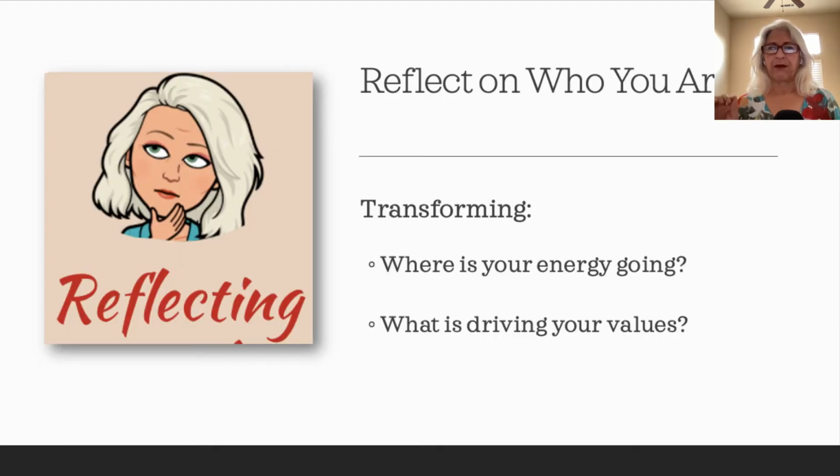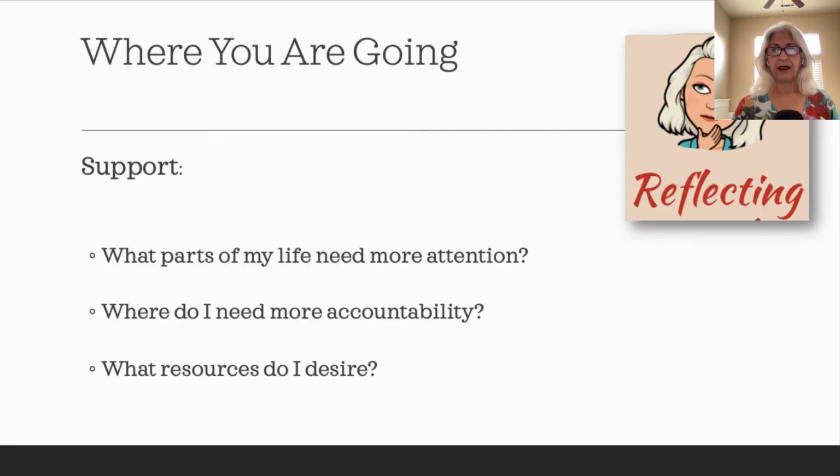So let's go a little deeper. When we reflect on who we are, what needs transforming? Again, look at where your energy is going and what is driving your values. Where are you going with all that? So now look at the support piece. What parts of my life need more attention? Am I satisfied with my diet, for example? Am I satisfied with my study skills? Am I satisfied with the types of relationships that I have? And I don't mean romantic relationships, but our interactional relationships, right? What needs help there? Or does anything need help there?